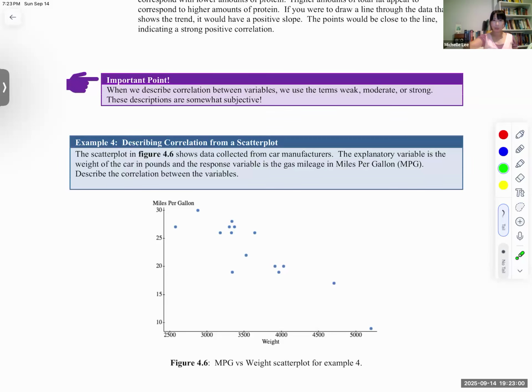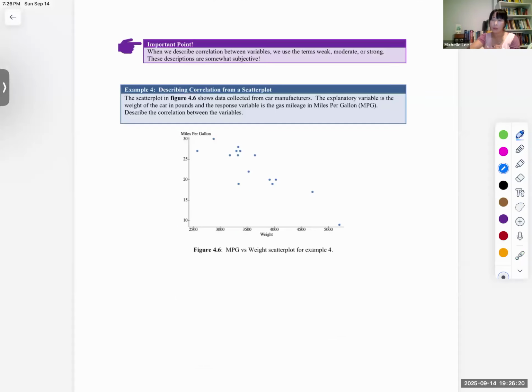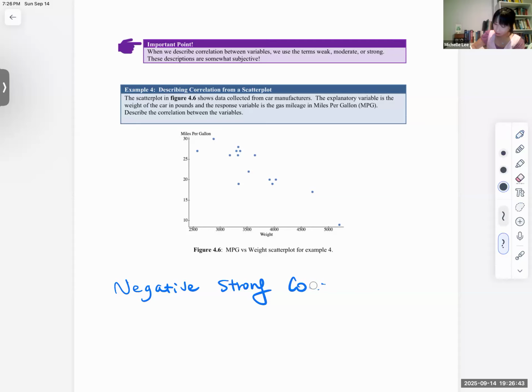Can you please try this one? This one we can see the trend is negative, but definitely we can see that it is strong, right? So negative, strong correlation there, right? Correlation.